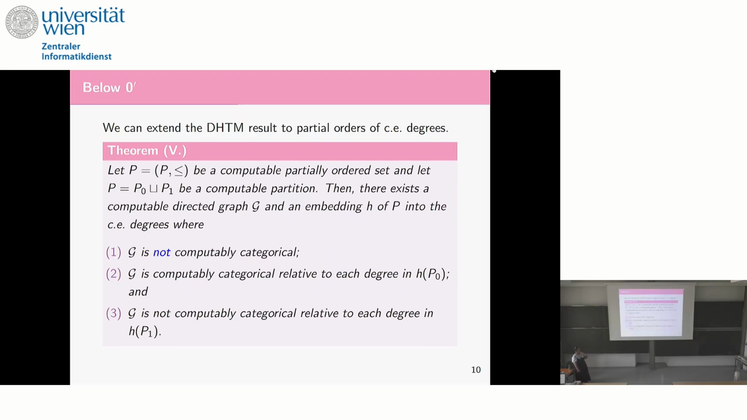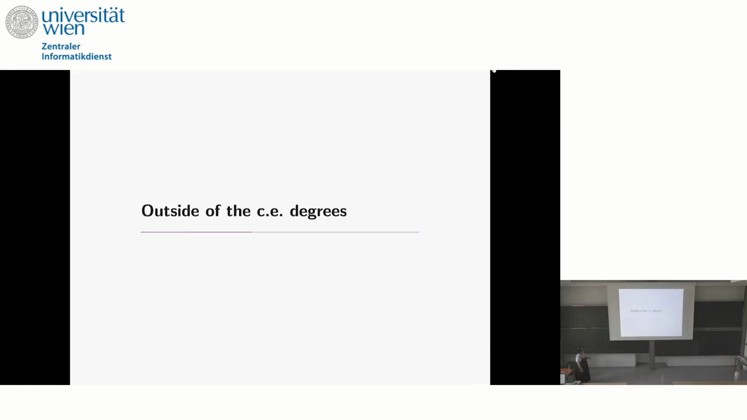Very early on, some people asked me, well, could you do it with things that were not graphs? And then, of course, this is all being done in the CE degrees. So what is the story for things that are not CE? Does the story change? That's the next part of my talk. So I'm going to focus on just looking at things that are not CE degrees. What is the behavior of categoricity relative to a degree for things that are not CE?